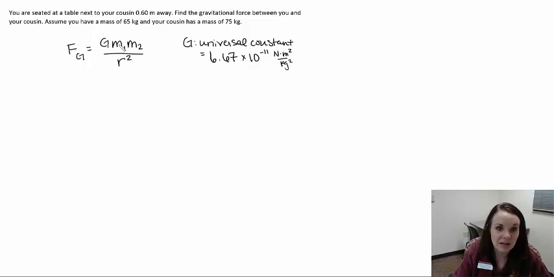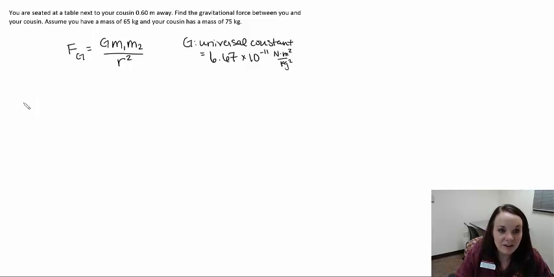M1 is the mass of the first object, M2 is the mass of the second object, and R is the distance between the two objects' centers. So in this case, they're 0.6 meters away, so our R would be 0.6 meters. And then don't forget to square it, that's a common mistake. And then lastly, Fg is our gravitational force, which is what the problem is asking.